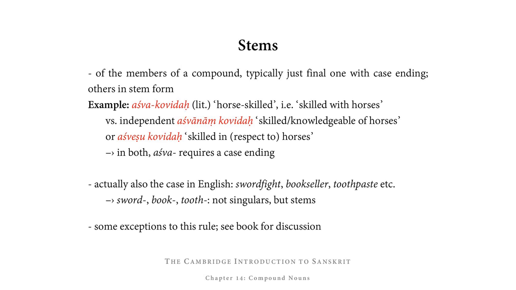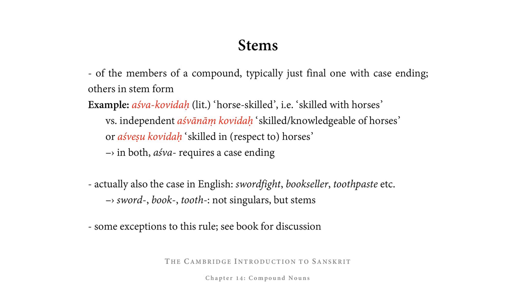If we wanted to render this expression by means of independent words, then the first word, Ashwa, would indeed also have to have an ending. So for example, we could say Ashwanan Kovidach or Ashweshu Kovidach. Both of these would be syntactically correct, and the first would mean literally skilled or knowledgeable of horses, and the second one skilled or knowledgeable in respect to horses. But in both of them, the point here is that Ashwa would indeed require a case ending. In a compound, the first member, or all but the final member, don't require a case ending.